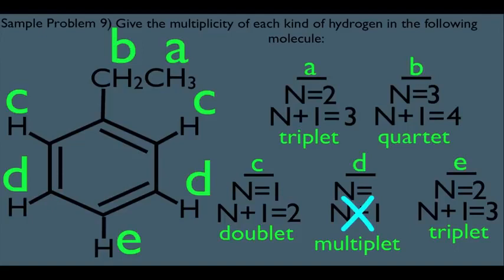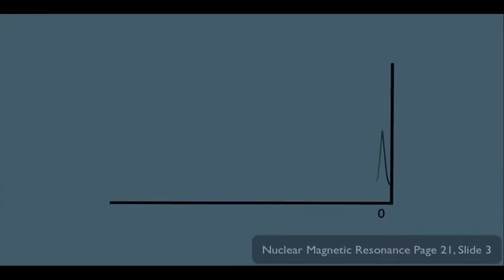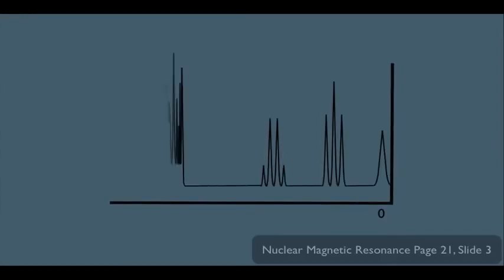And notice here, it's the C, D, and E hydrogens that are connected to the benzene ring. What I want to show you is how they would actually appear on the NMR. We would see the C being a doublet, the D being a multiplet, and the E being a triplet. That's all still true. But let's look at the actual spectrum. This is what you would actually see here.